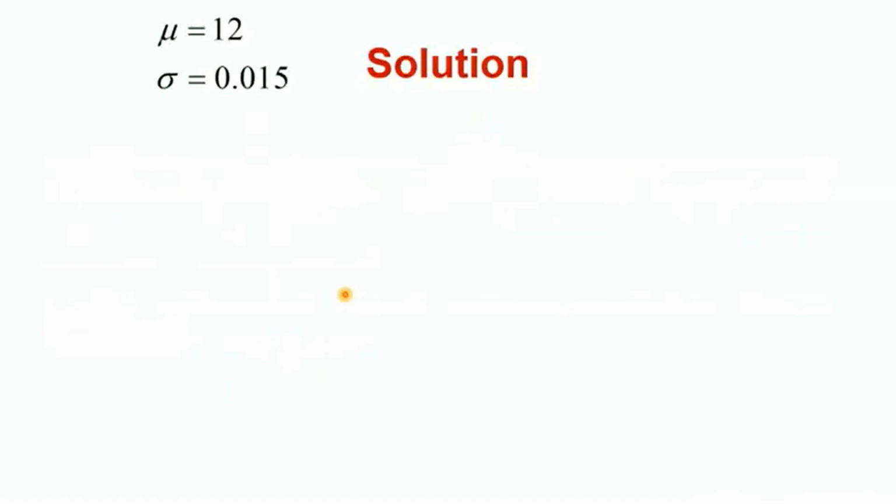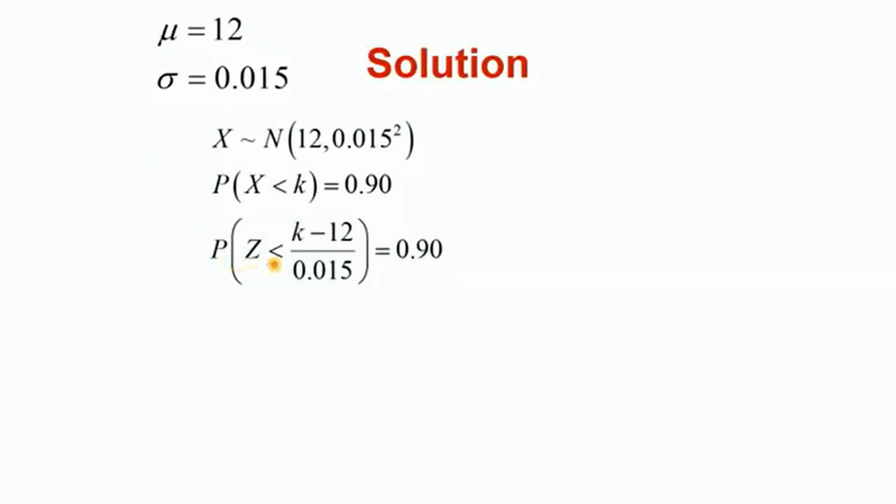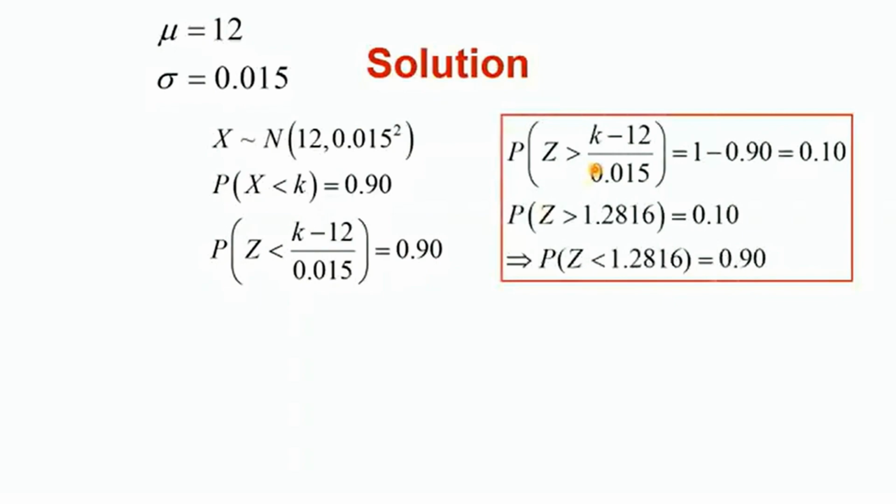Because 90% are less than the value of K, K must be on the right side of the normal distribution curve. X belongs to the normal distribution with a mean of 12 and a standard deviation of 0.015. Probability of X less than K is 0.9, because it is saying 90%. Then the probability of Z less than (K minus 12) divided by 0.015 also is 0.9. Because total probability is 1, or 100%, you can find this value. The probability of Z more than this value is 1 minus 0.9, which is 0.1.